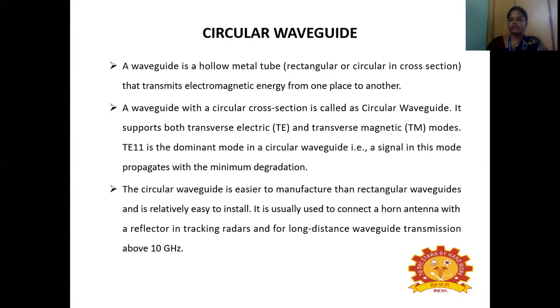The circular waveguide is easier to manufacture than the rectangular waveguide, and one more advantage is that it is very easy to install. These circular waveguides are used to connect a horn antenna with a reflector in tracking radars and for long distance waveguide transmission above 10 gigahertz.